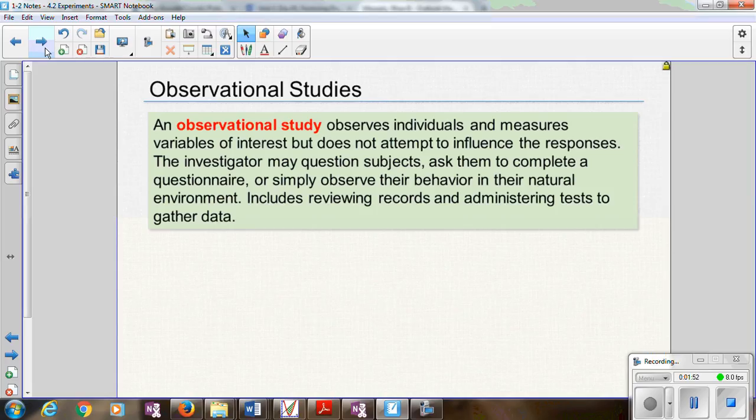An observational study would include reviewing records. It could also include administering tests to gather information. And the test could be anything from an IQ test or a personality inventory kind of test. It could also be a lab test where they're drawing blood or perhaps doing a brain scan. But the purpose isn't to change the effects or to cause a reaction. It's simply to determine information that already exists.